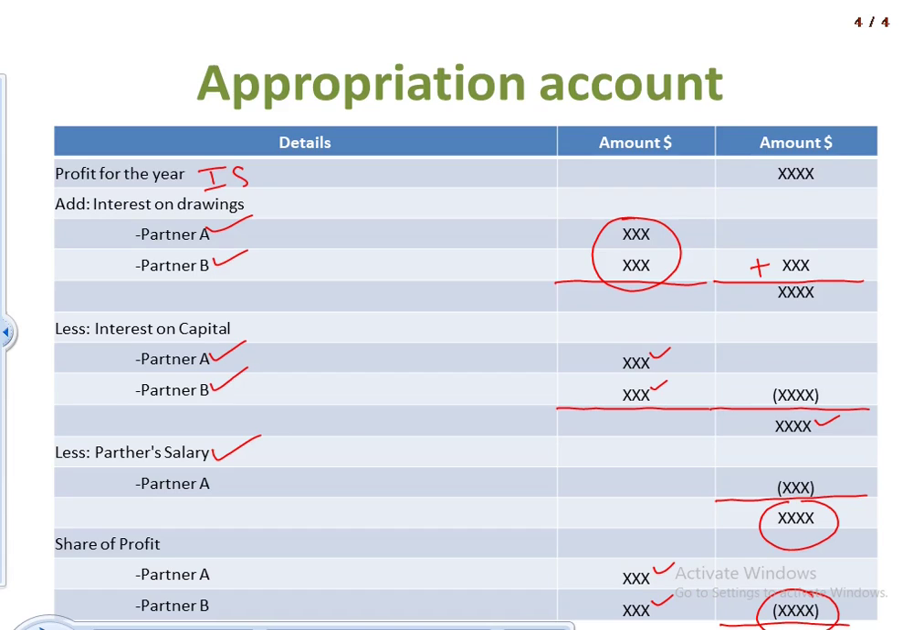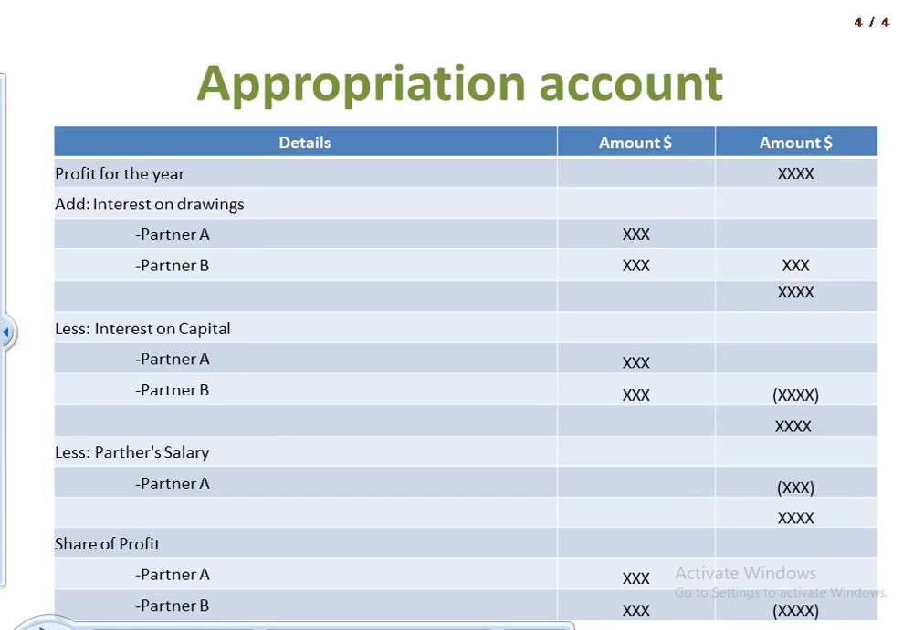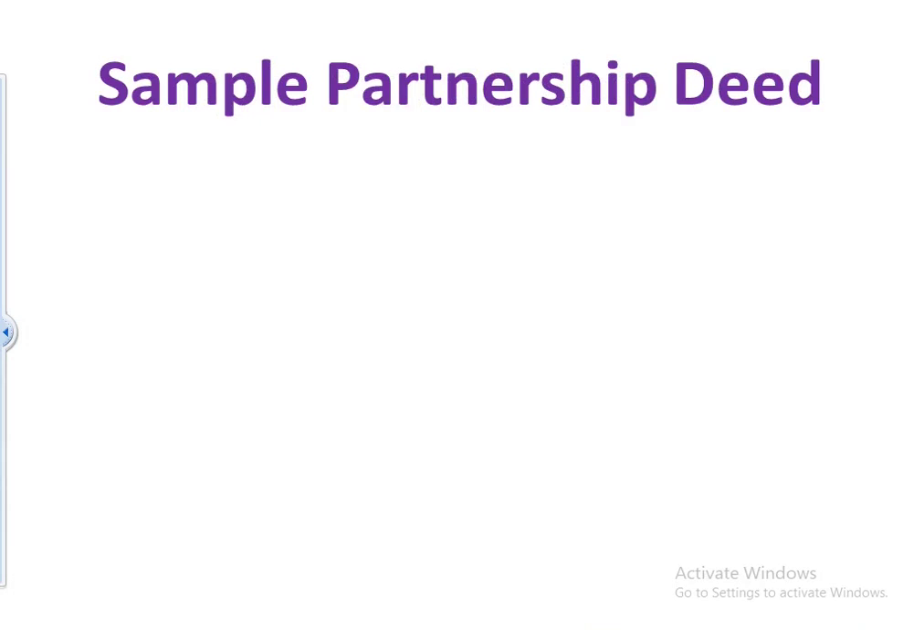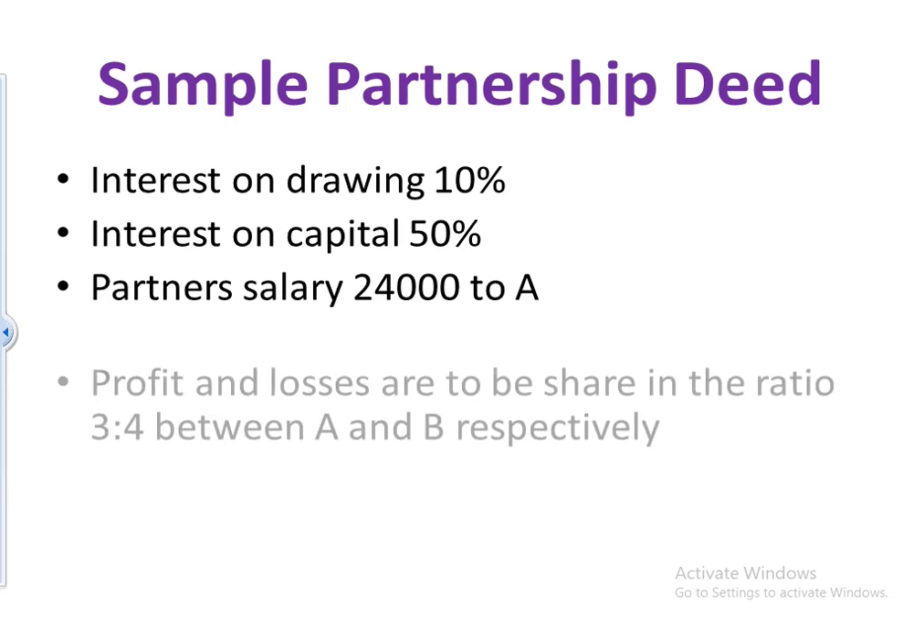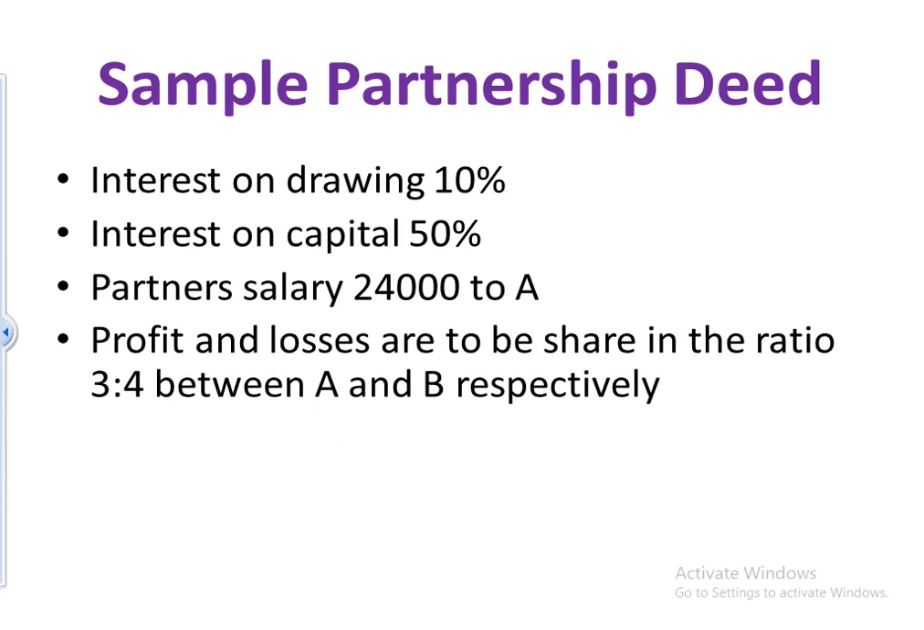Okay, so for our reference, I have made some partnership agreements. So this is a sample partnership agreement or partnership deed. And as per this deed, interest on drawings is, let's say, 10%. Interest on capital should be 50%. Partner salary is 24,000 to partner A. And profit and losses are to be shared in the ratio 3:4 between A and B respectively.